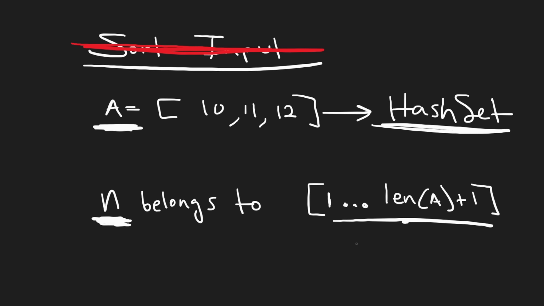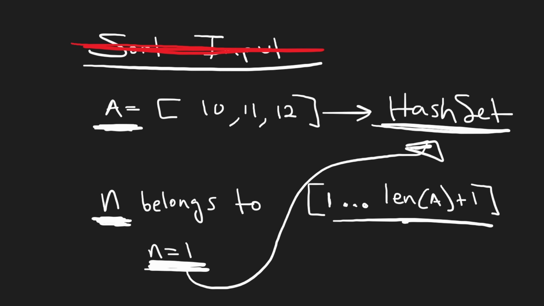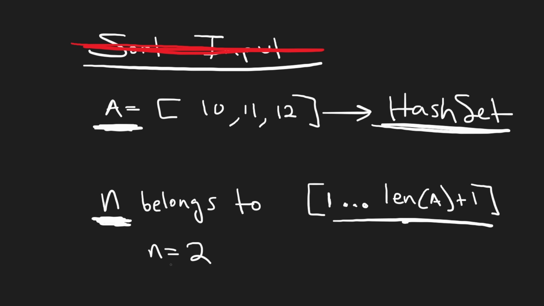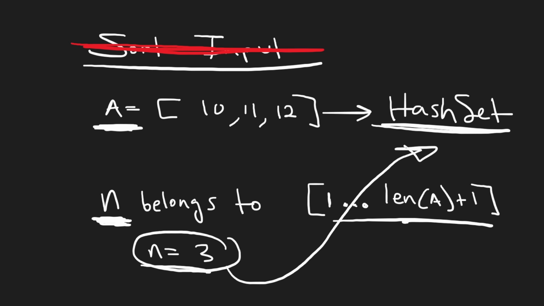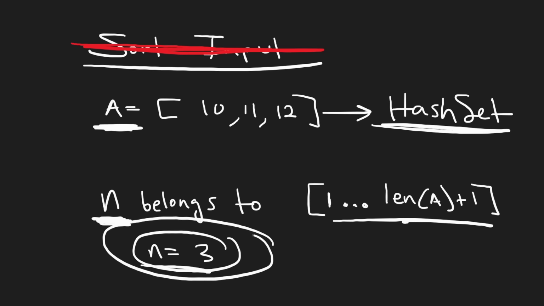So for example, we're going to try n equals 1. We're going to check, does n equals 1 exist inside of our hash set? And we can check that in O(1) time. If it does exist in our hash set, then we're going to try n equals 2. If that exists, then we're going to try the next number, n equals 3, and so on. If n equals 3, for example, does not exist inside of our hash set, then we're going to return n equals 3 as our result, the smallest missing positive integer.